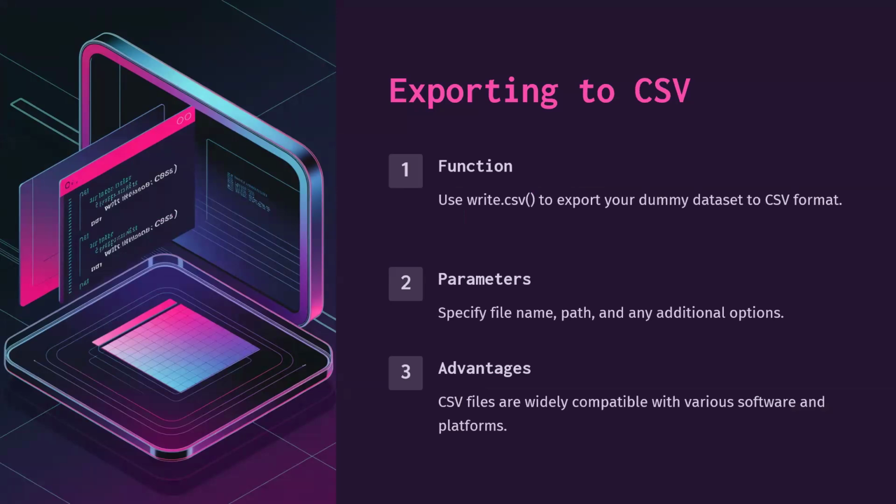then we specify the name, the path, and any additional options. Why do we do this? Why do we need to export into CSV? It's because we have different software and platforms that do not simply accept Excel files or any other type of files, but they can accept the CSV. So CSV files are becoming so crucial, especially when being used in data science. That's why I found it paramount to talk about how to export using CSV.